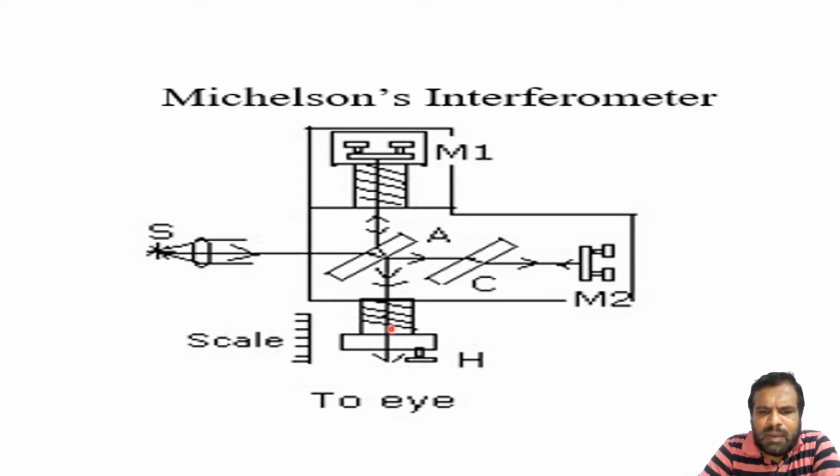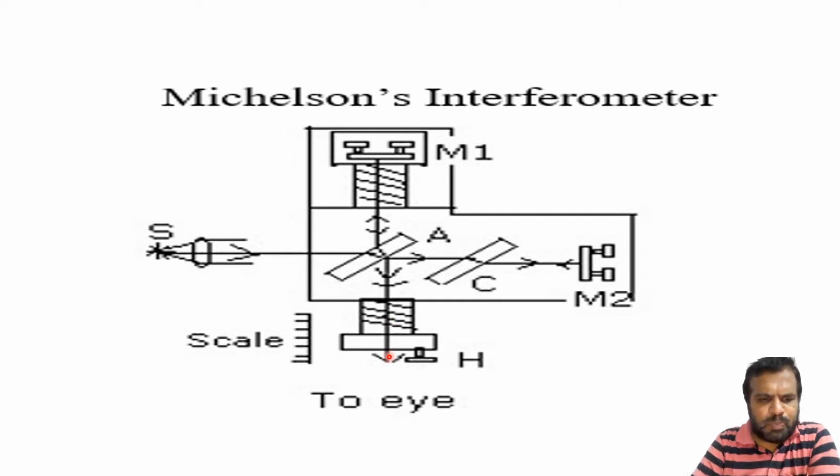The ray reflected from M2 is again reflected from A, and the ray from M1 is transmitted through A and passes to the eye or the telescope. From the figure it is clear that the ray which starts from S and goes to the telescope after reflection from M1 passes through the glass plate A three times.